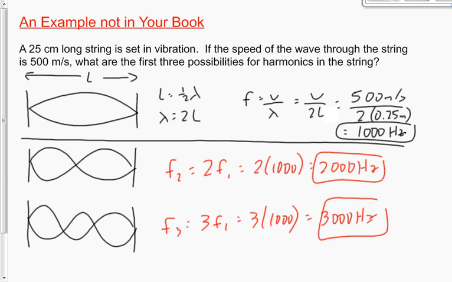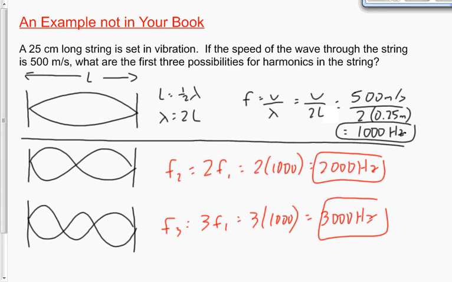So what happens here when I pluck this guitar string? There ends up being 2 or 3 or 4 different harmonics that are set up. There ends up being a combination of sounds that we hear from that string. Combinations of 1,000, 2,000, 3,000, and so on.